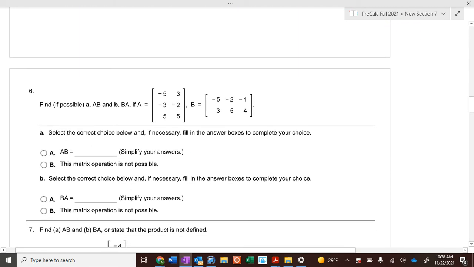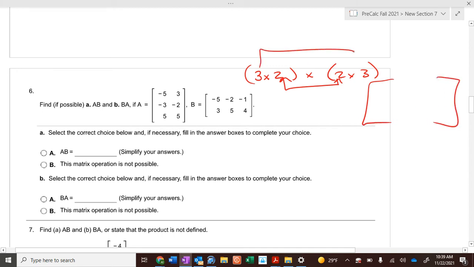Okay, now this is a 3 by 2 matrix, 3 rows, 2 columns, and we're taking that times a 2 by 3 matrix. Are these the same? Yep. So what happens is in the end, we're going to get the dimensions of the outside, a 3 by 3 matrix in the end.